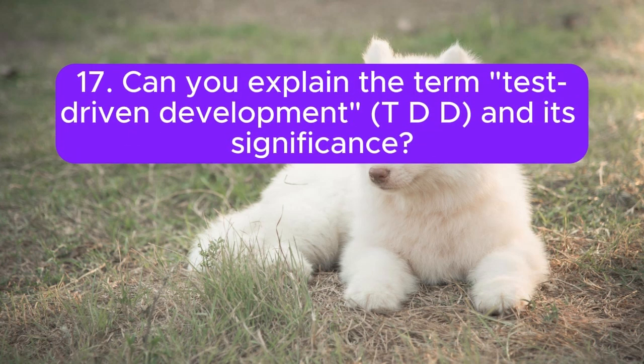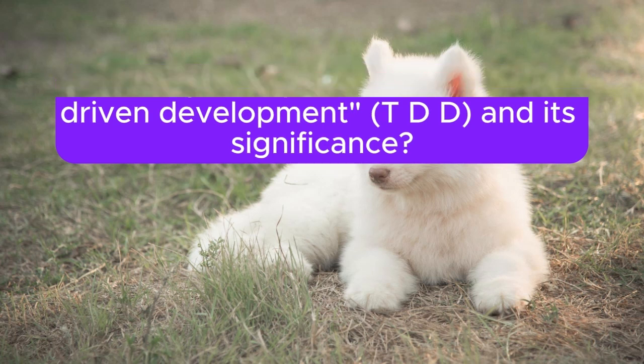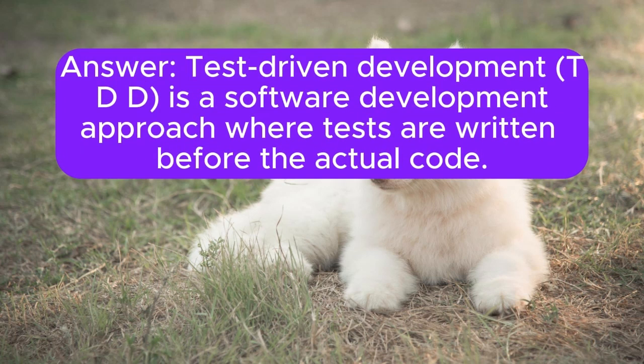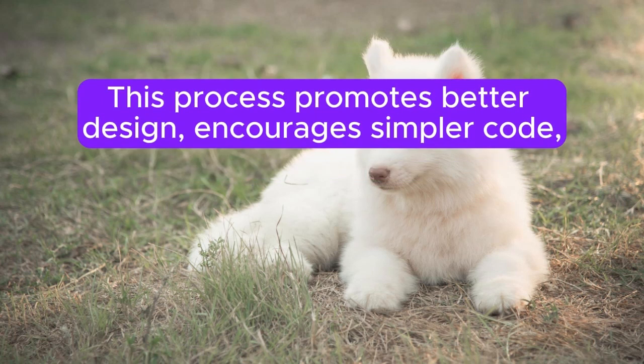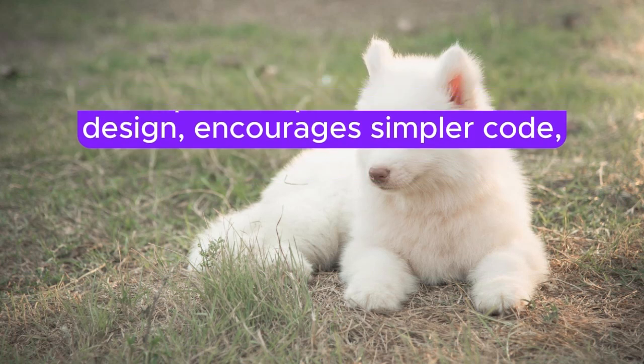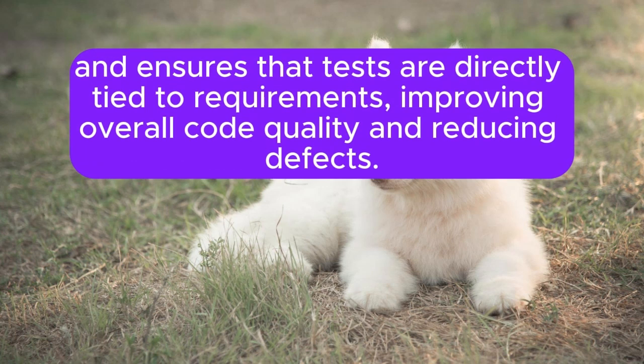17. Can you explain the term test-driven development, TDD, and its significance? Answer. Test-driven development, TDD, is a software development approach where tests are written before the actual code. Developers create a test for a new feature, run the test which fails initially, then write the minimum code necessary to pass the test. This process promotes better design, encourages simpler code, and ensures that tests are directly tied to requirements, improving overall code quality and reducing defects.